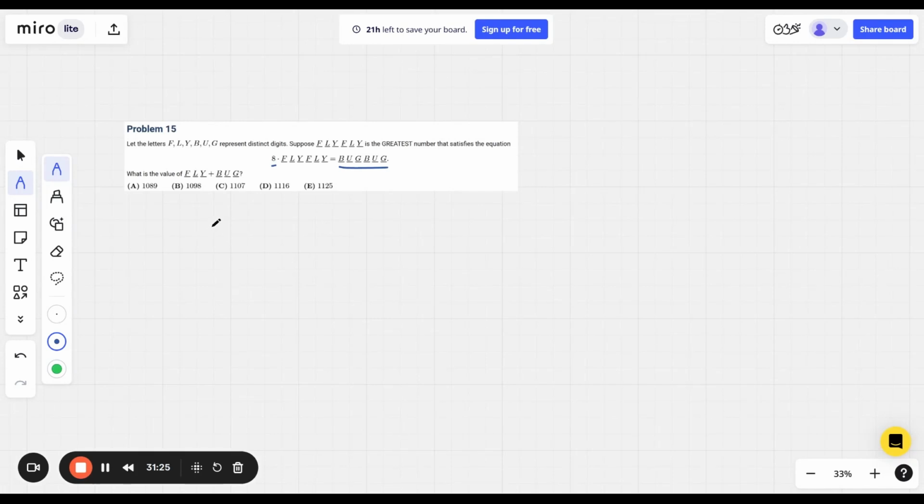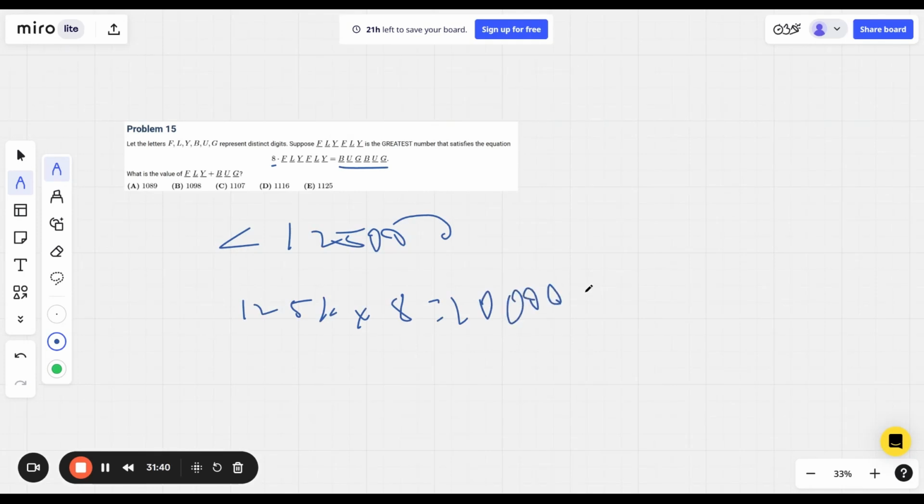And then we have that just basically means FLY has to be less than 125,000, right? Because if it's equal to 125,000, so 125k times 8 equals 1 million, which just adds in another digit, which makes BUG impossible. So this basically makes us certain that FLY, being the greatest, the first digit F must equal 1.